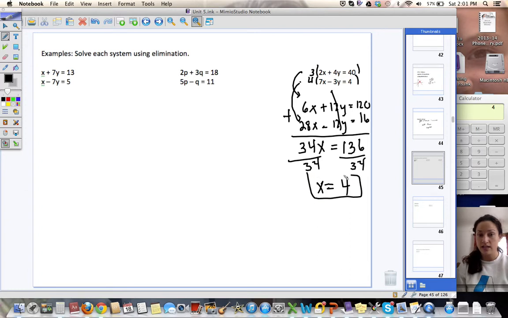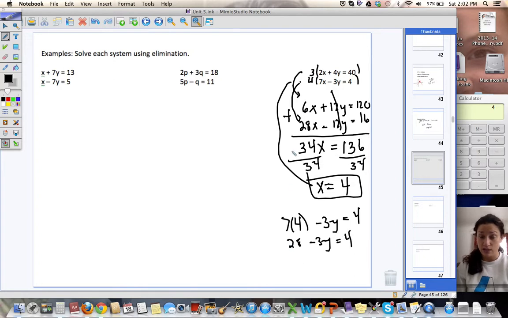Now that I know what x is, I plug it back into any equation to get y. Let's see. I don't feel like dealing with 40, so I'm going to do it in the bottom equation. So 7 times now 4 minus 3y equals 4. So 28 minus 3y equals 4. So I actually should have probably picked the top one because then I wouldn't have negative numbers. Minus 28, minus 28. So I get negative 3y equals negative 24. When I divide by a negative 3, I get y to be 8.